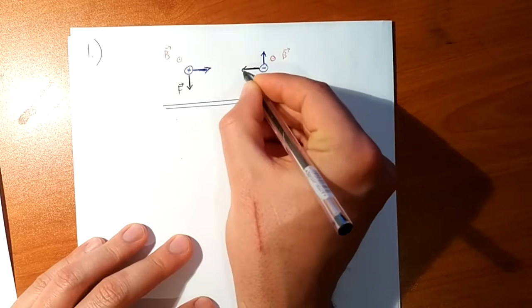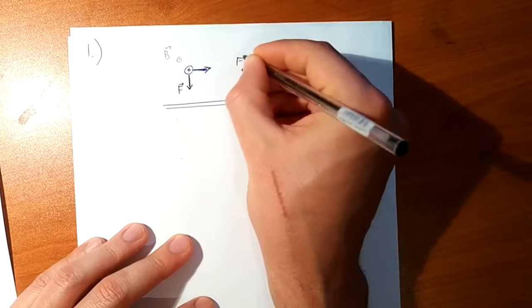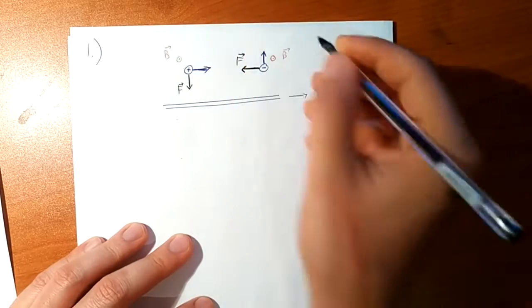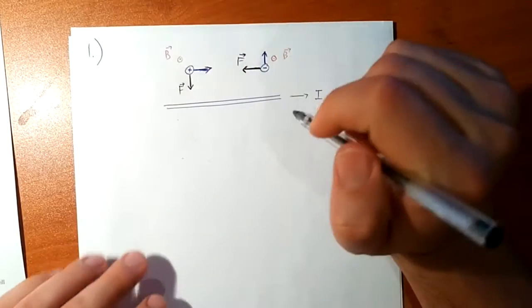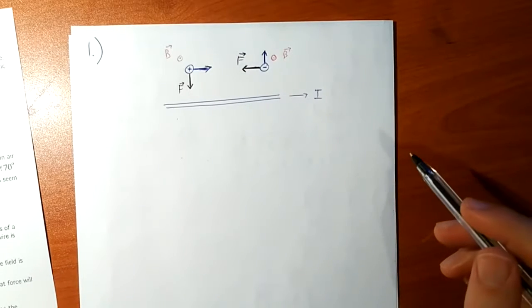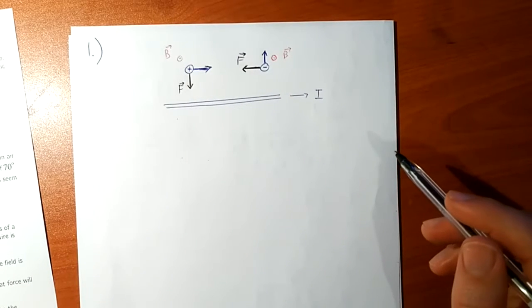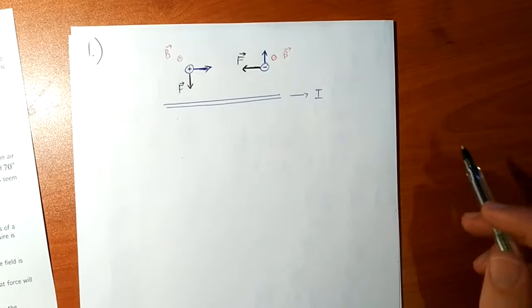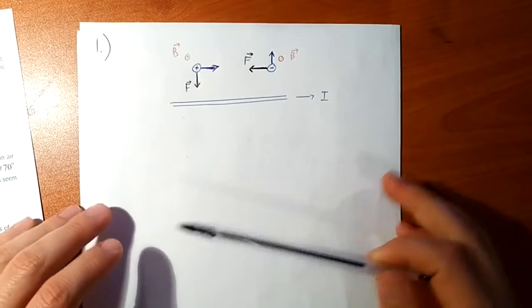Okay, so if it's standing still in the magnetic field, there's no force, as opposed to a charge standing still in an electric field, in which case it does feel a force. But for a magnetic field, it has to move in the magnetic field. A charged particle in a magnetic field has to move in that magnetic field for it to feel a force. Okay, and that's the first question.